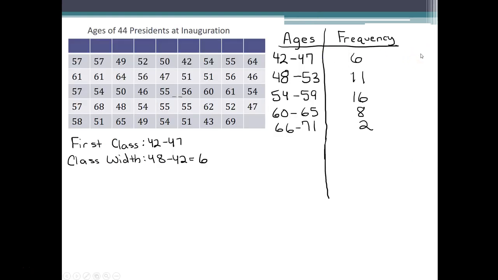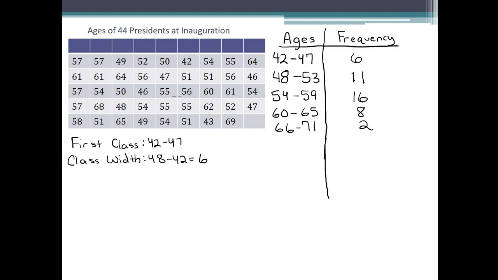So you add up the frequencies. 6 and 11 is 17, plus 16 is 33, 8 is 41, and 2 makes 43. I missed one somewhere. Oh, man. All right, let's go backwards.